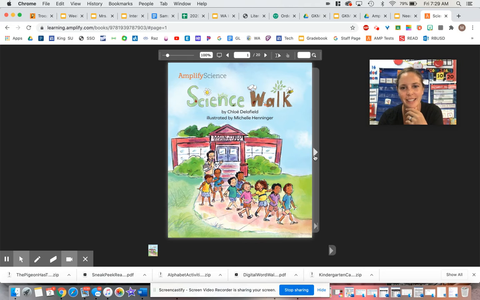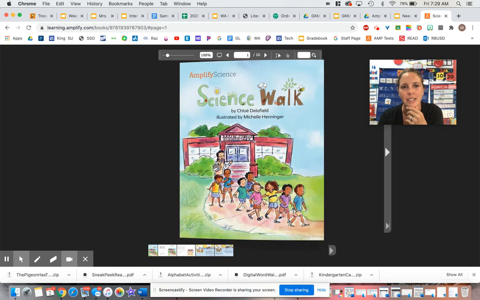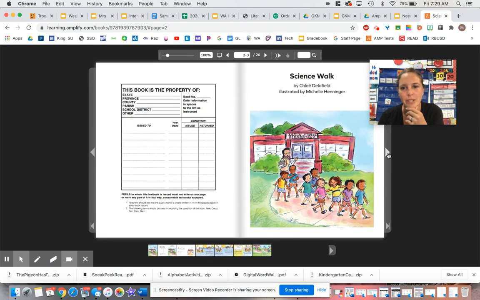There it is. All righty, The Science Walk by Chloe Delafield and illustrated by Michelle Henninger. Oh, there's the title page. It tells us the title again. Science Walk.